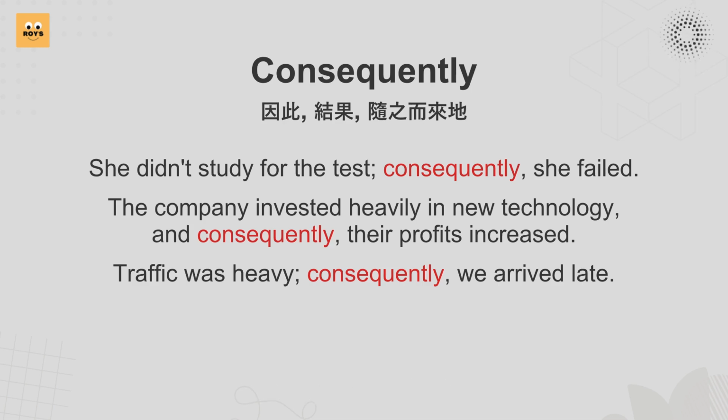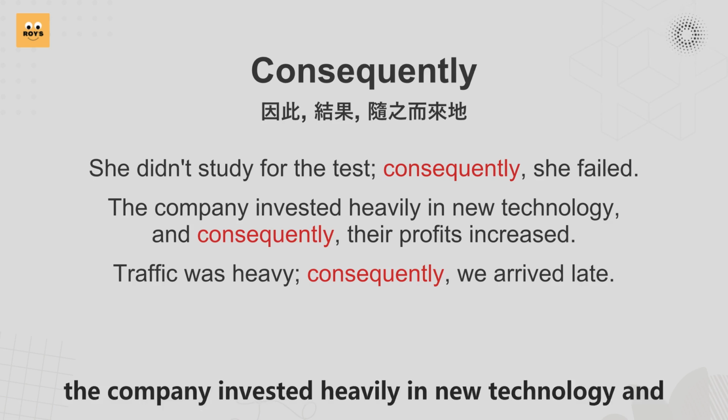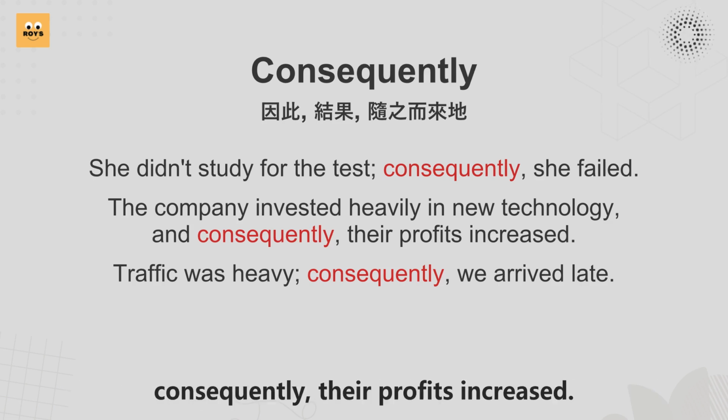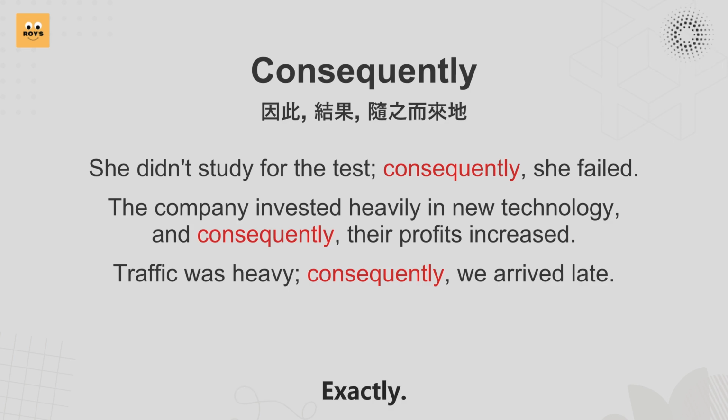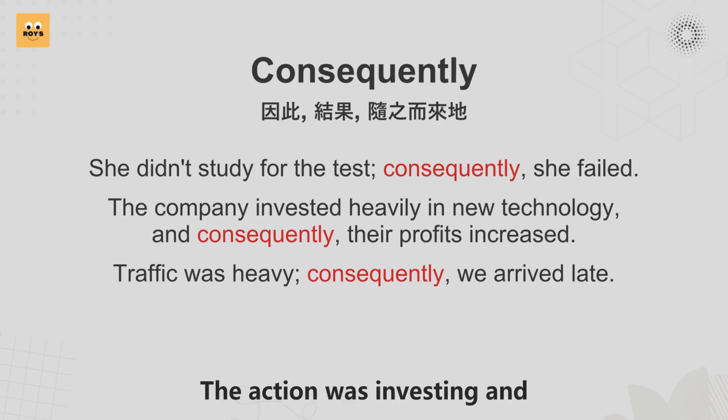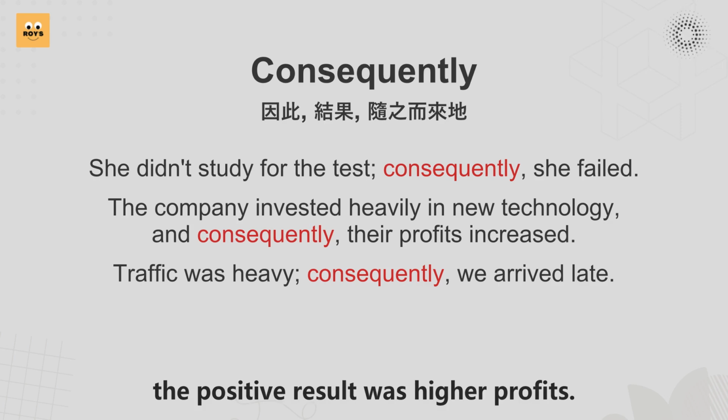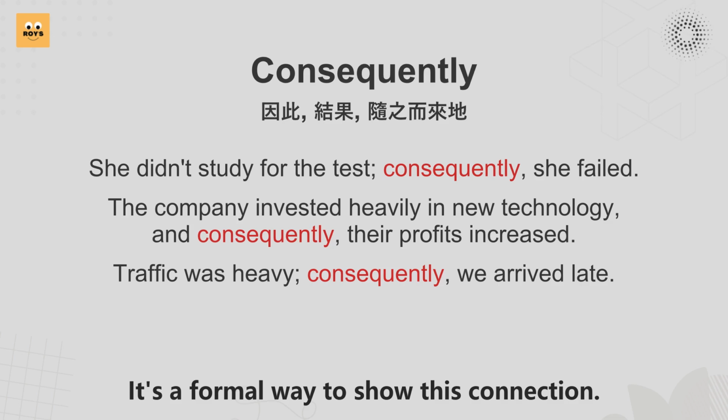Very direct. Yes. Now, our second example, the company invested heavily in new technology, and consequently, their profits increased. This shows a positive consequence. Exactly. The action was investing, and the positive result was higher profits. It's a formal way to show this connection.